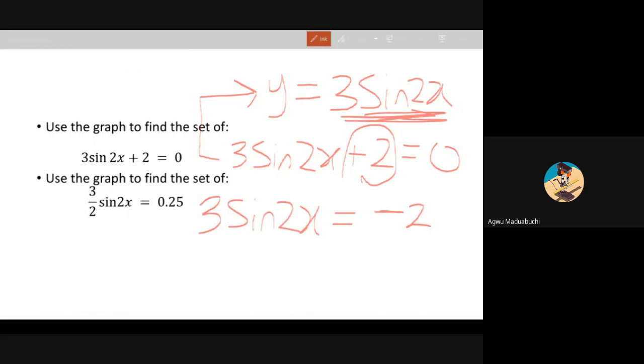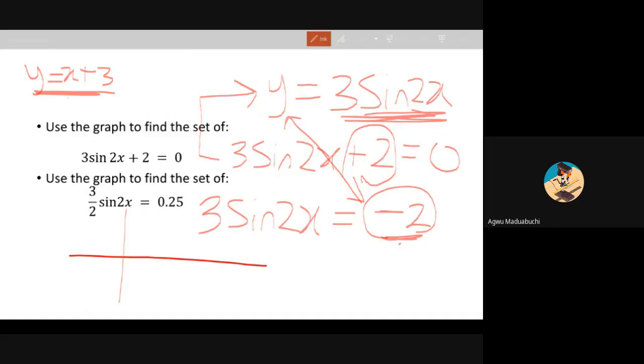So what does that mean? On your graph, go and look for where y is negative 2. Remember the first graph, we had y is equal to x plus 3, and we plotted it. But now this is just going to be a straight line, y is equal to negative 2. That's a line parallel to the x-axis. So go to your graph. In as much as I didn't plot this graph, I think it looks something like this.